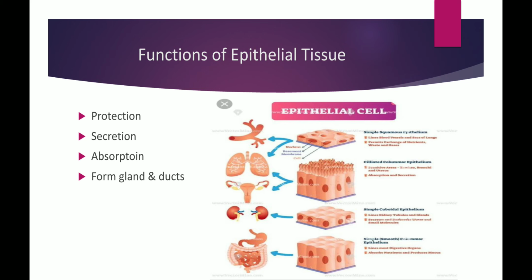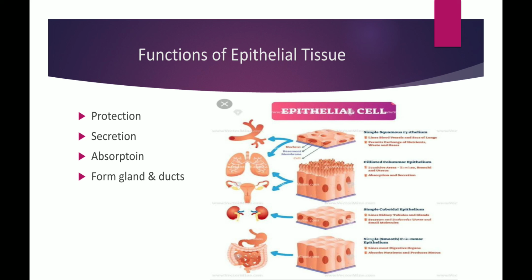Next, the functions of epithelial tissue. There are different types of functions of epithelial tissue. First is protection. The epithelial tissue provides protection. They are present on the surface of the body, so they protect the whole body. Second is secretion. The simple epithelial tissues have secretory cells, so they can act as secretory epithelium, and the function is secretion. For example, sweat gland and sebaceous gland.